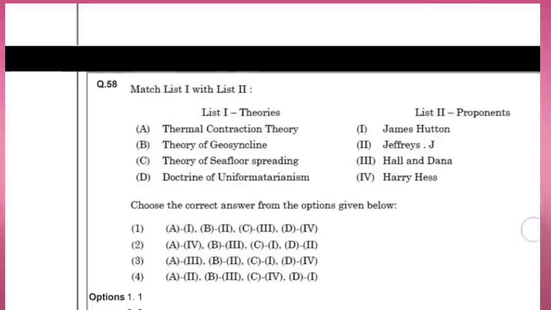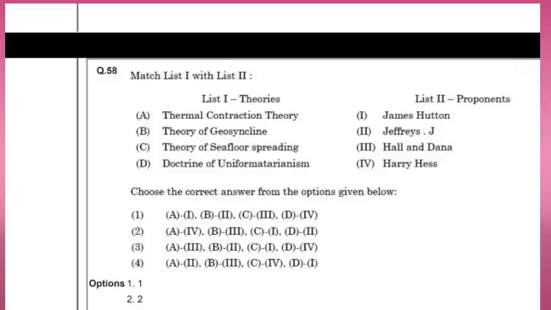Next, match: thermal contraction theory is definitely Jeffreys, and theory of geosyncline basically they are Hall and Dana, and theory of sea floor spreading, you know, Harry Hess, and doctrine of uniformitarianism, James Hutton. So definitely option 4 is the right answer.